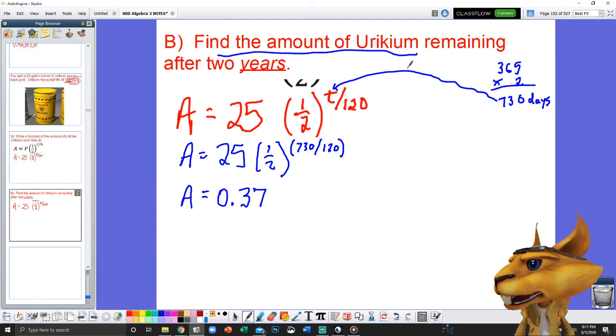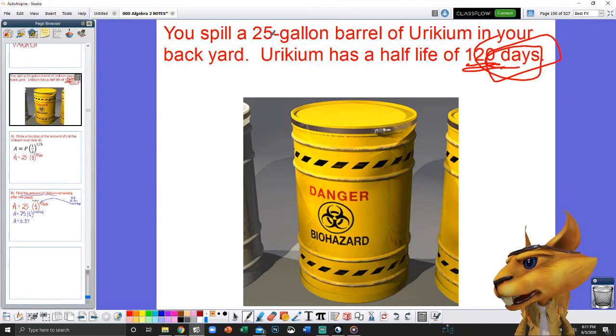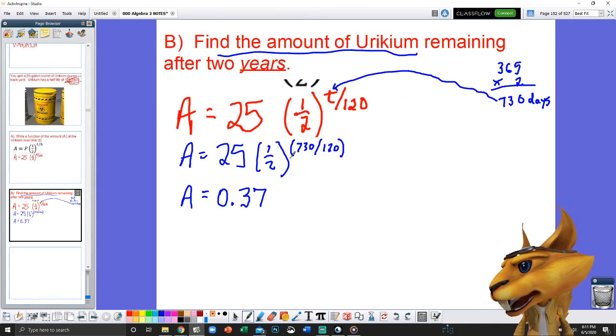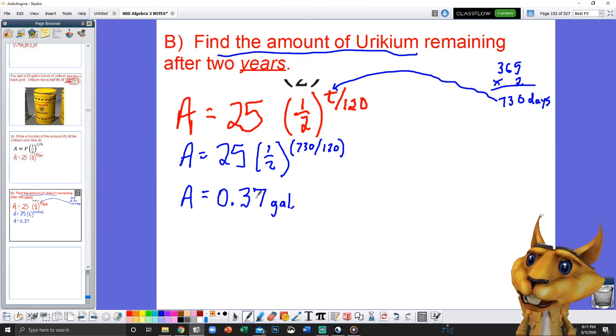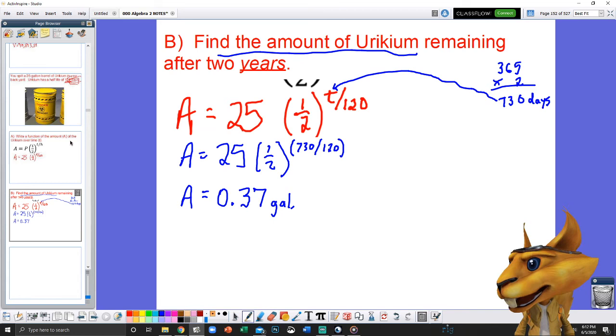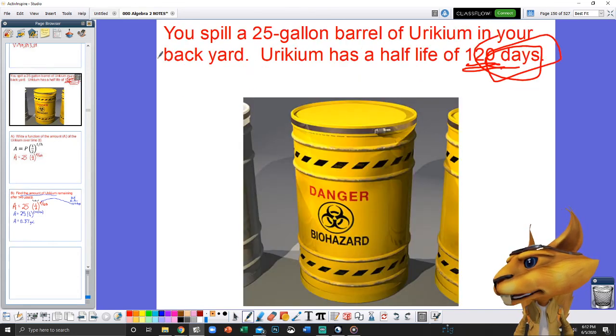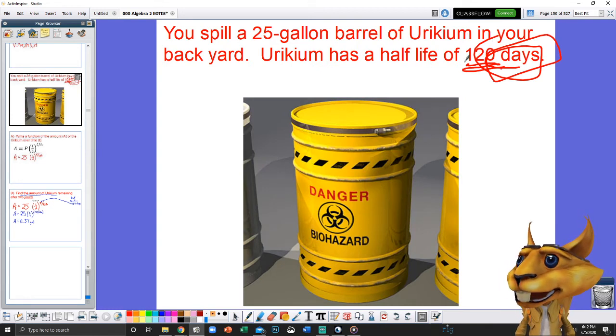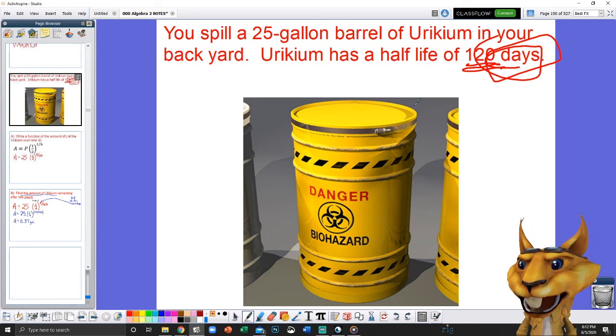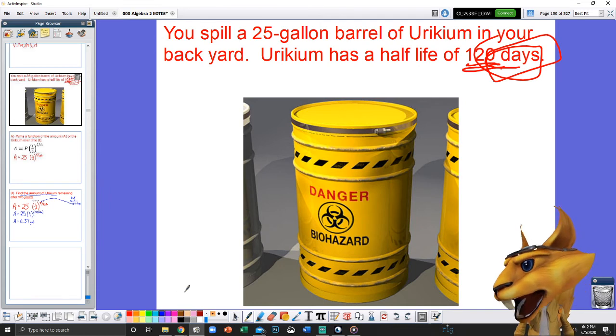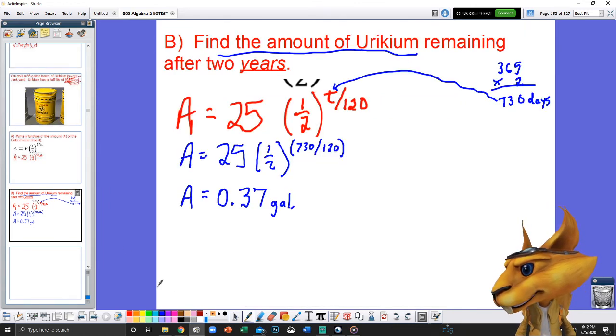Well, we were finding the amount of Eureka that was left. How much did we start with? Well, we started with 25 gallons, and after 2 years, we're left with 0.37 gallons. Not very much. But remember, it's getting cut in half every 120 days. So it would be 12.5 gallons after 120 days. Then after that, a little more than 6, and then every 120 days it's getting cut in half. All right, so that's all we have for that.